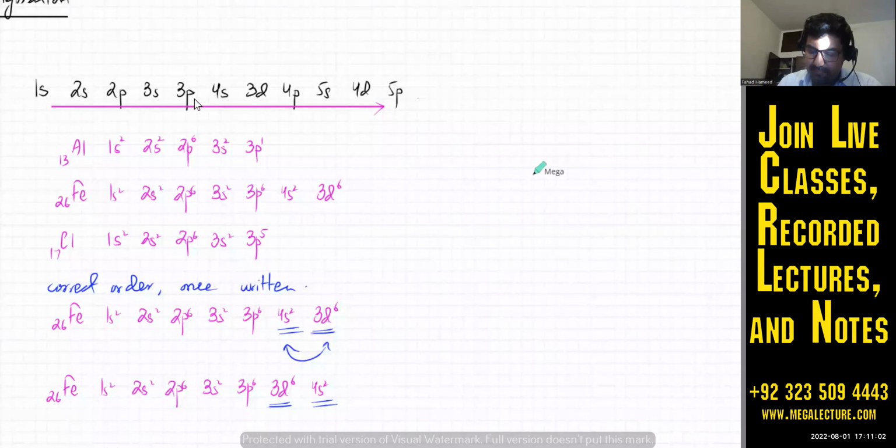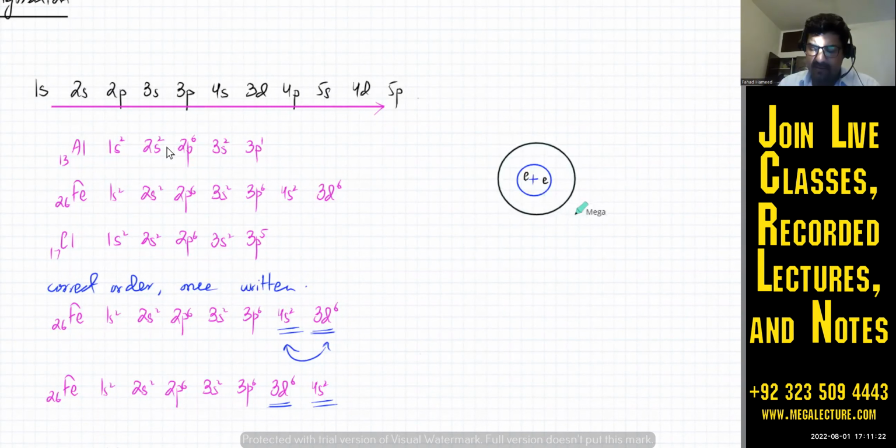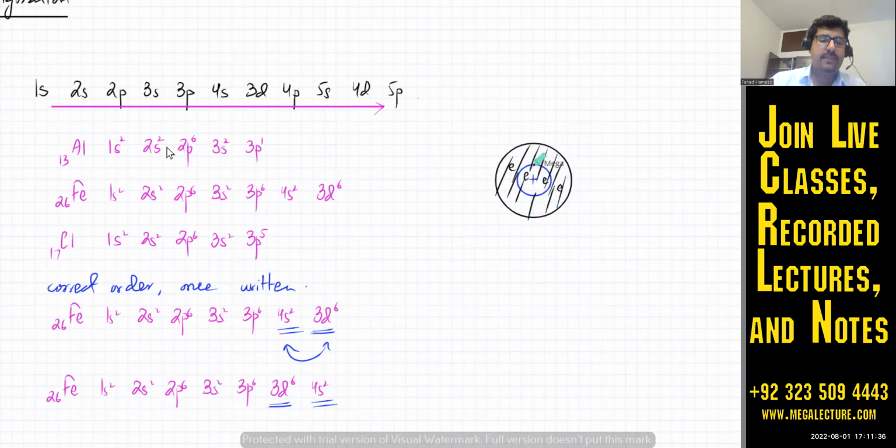Right around the nucleus, there would be 2 electrons. The negative charge of 2 electrons will be found over here, okay? Then you've got 2s2, which means there's going to be a bigger orbital or subshell, and the negative charge of 2 electrons will be distributed over here. So these electrons will be more energetic because they are in the 2s subshell. As for 2p6, 2p means there are 3 orbitals.